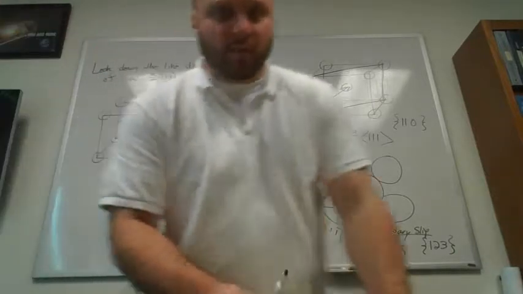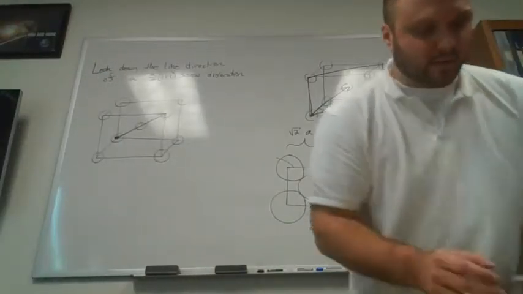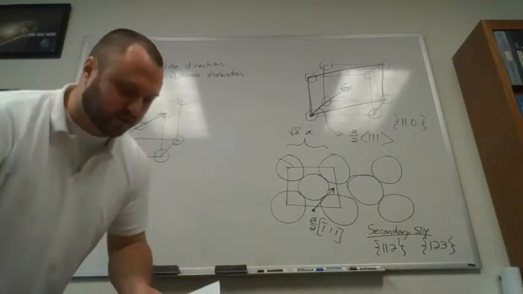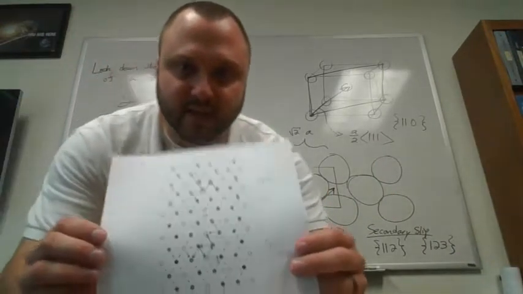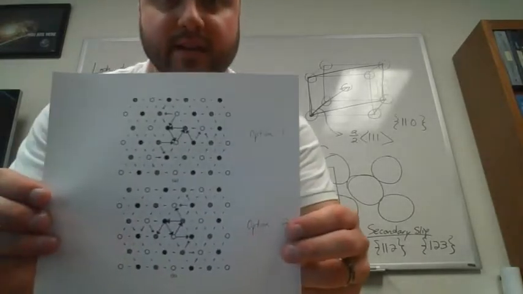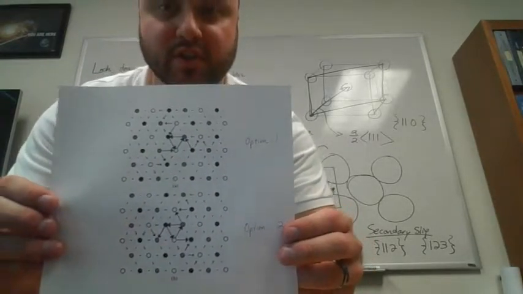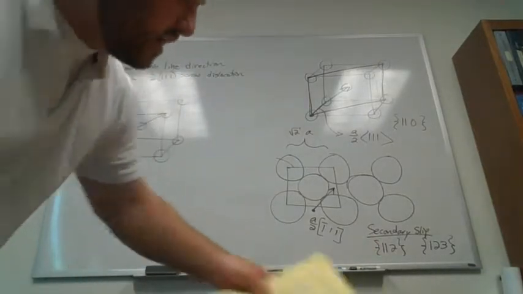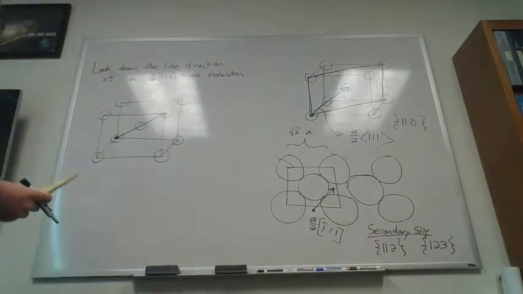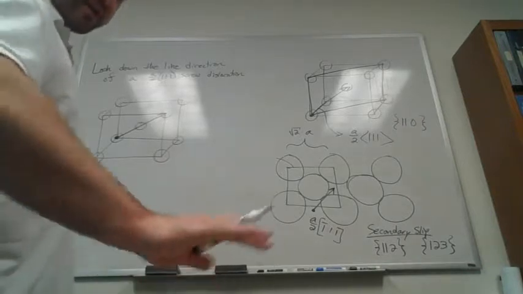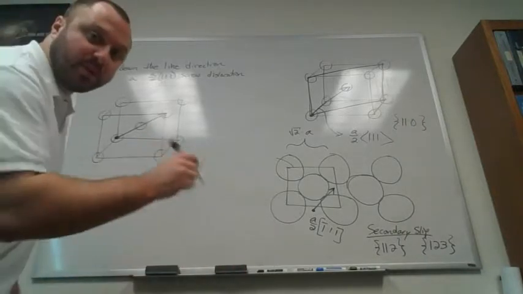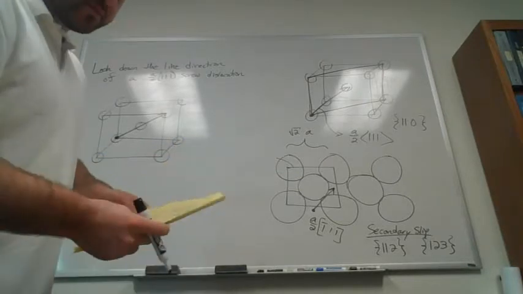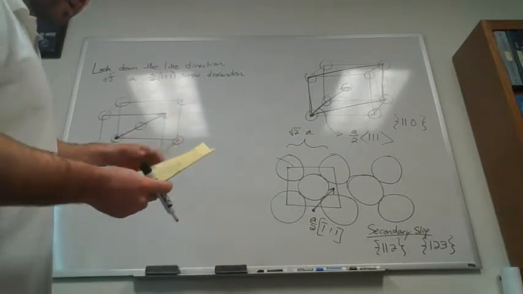And I want you to go to our website and grab a handout that I put on there for looking down the core of a BCC screw dislocation. It looks something like this. Okay? It has a bunch of little circles with arrows connecting them. And on that figure, it's plotting where the atoms would be when we look down that direction. Okay? And the colors of the atoms correspond to different planes.